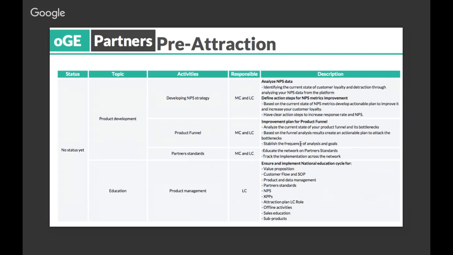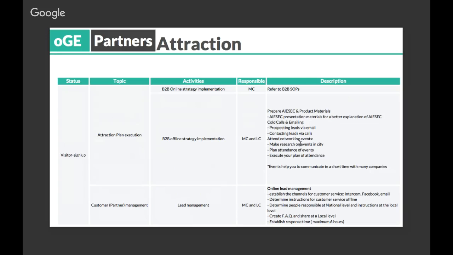And lastly, we have education on product management, which is solely LC responsibility, but if you need any advice on how to make it in the best way possible, of course you can approach me. So at this stage you have to ensure and implement a national educational cycle for value proposition of iGE, customer flow and SOP, product and data management, partner standards, NPS, XPPs, attraction plan and LC role in the attraction plan, offline activities, sales education, and of course sub-products you are running for iGE.